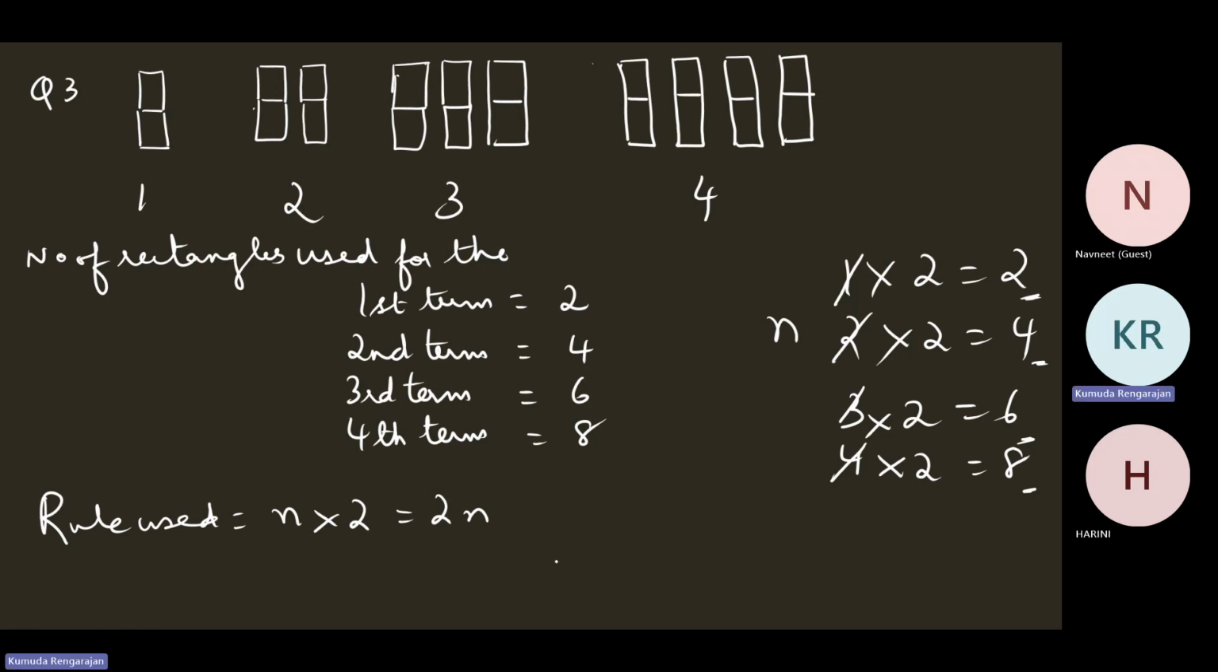Now, supposing you want to find the number of rectangles used for the 50th term. So 2 into 50. That is the meaning of n. If you want to find the number of rectangles for the 50th term, that means n is 50. For the 100th term, n is 100. So n is the position.